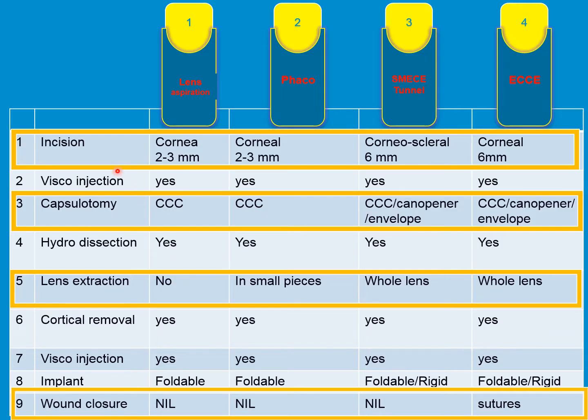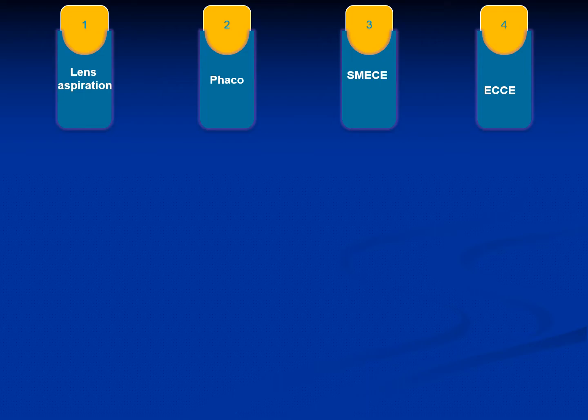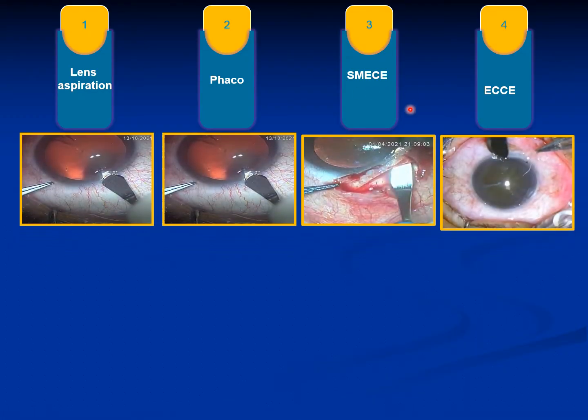We already discussed in the previous video 9.2 that incision, capsulotomy, lens extraction, and wound closure may be different, while the other steps are the same, and we'll discuss these in more detail in this video. In this slide, we're going to discuss the 9 steps of these 4 types of extracapsular cataract extractions: lens aspiration, phaco, SMECI, and ECI. Remember, they are color coded, so the orange ones are different for different surgeries, while the blue ones are the same for all the surgeries.